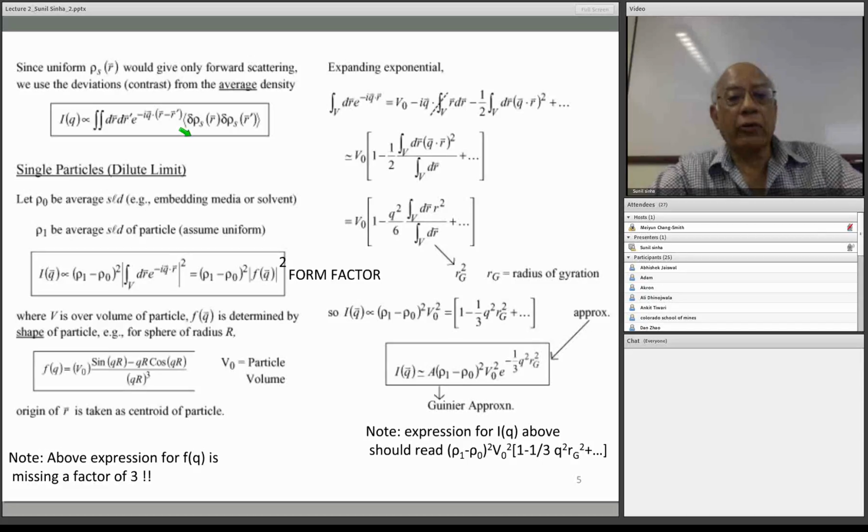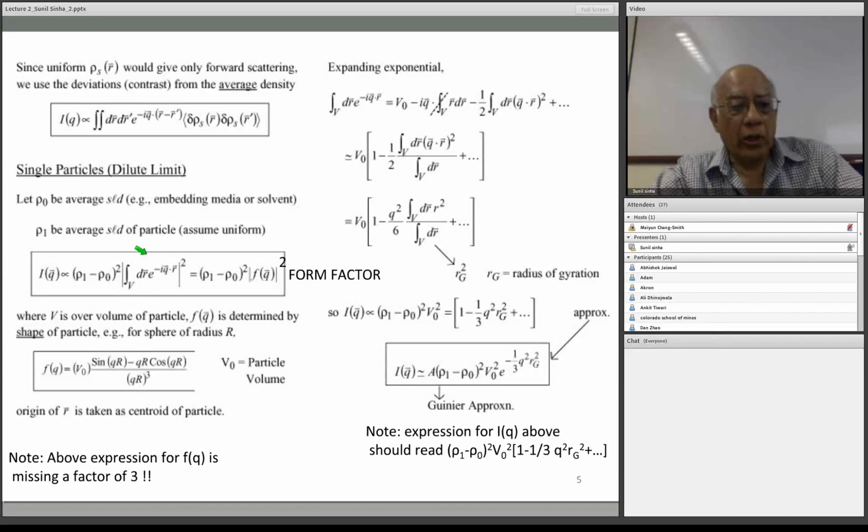So we call that delta rho. That's the deviation of the object's scattering length density from the average scattering length density in solution, and that's the contrast. So when you write that as a modulus squared, and since you assume a constant scattering length density inside the particle, in this dilute limit the scattering from a small particle is the scattering length density of the particle minus that of the solvent, modulus squared, times the modulus squared of this shape factor, which is just the integral over the volume of the particle of e to the minus iq dot r, and that is called the form factor because it represents the shape of the particle.